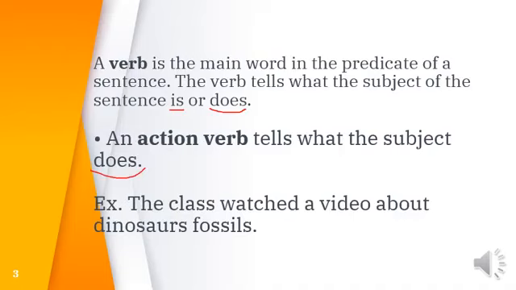The class watched a video about dinosaurs' fossils. Okay, so let's look here. There should be a possessive: dinosaurs' fossils. Okay, so where is the verb here? What did the class do? They, or the class, watched a video. So this is the verb. Does it tell an action? Watched. Yes, so this is an action verb.